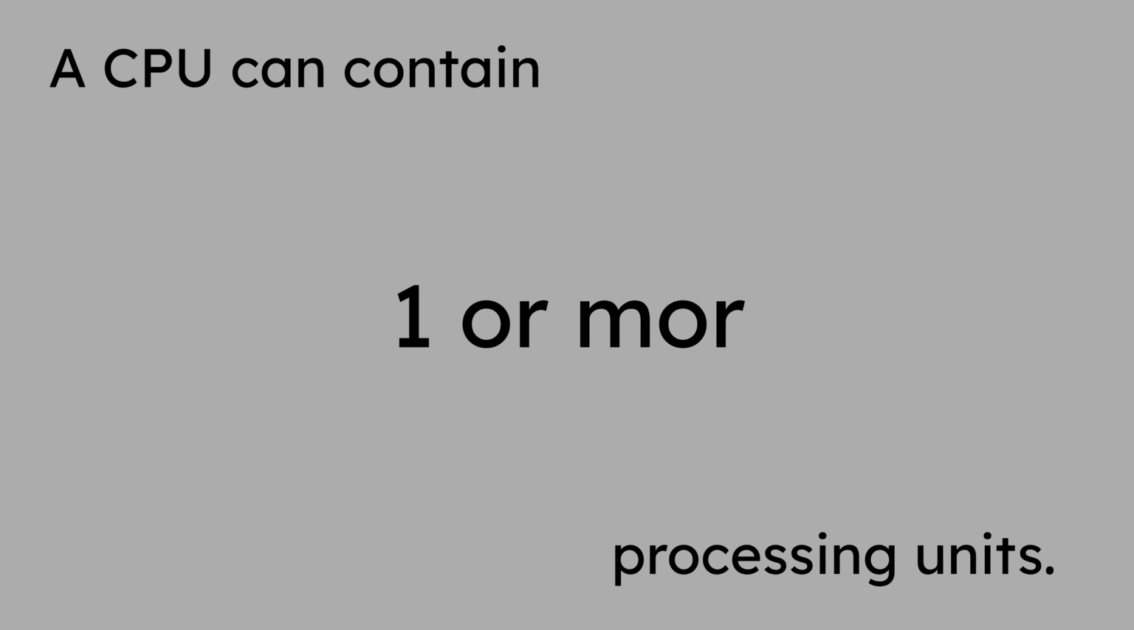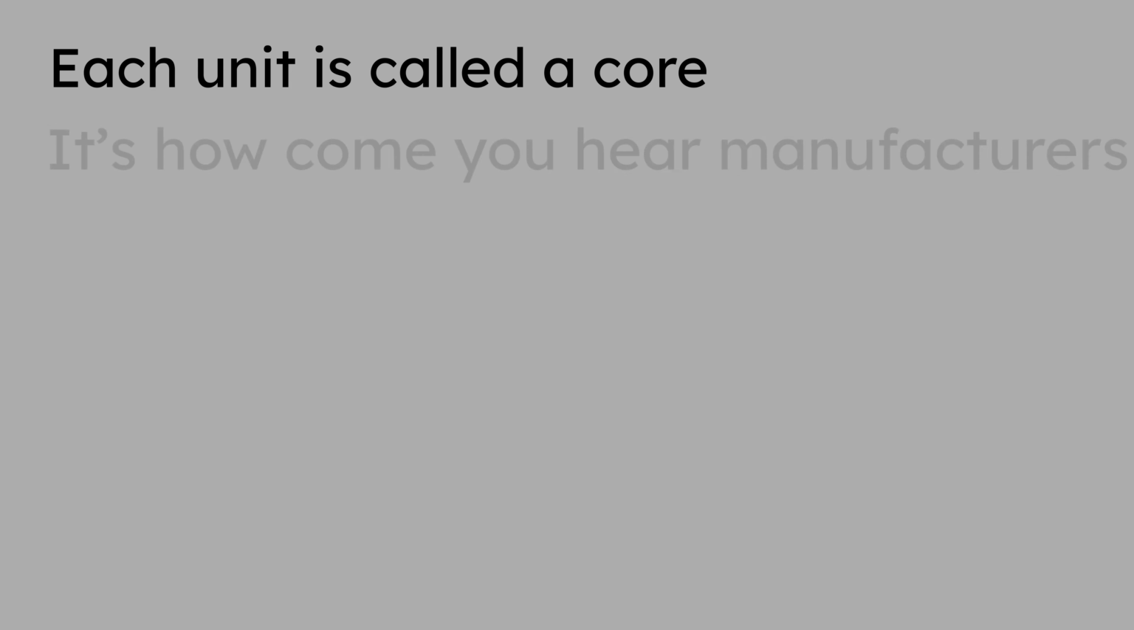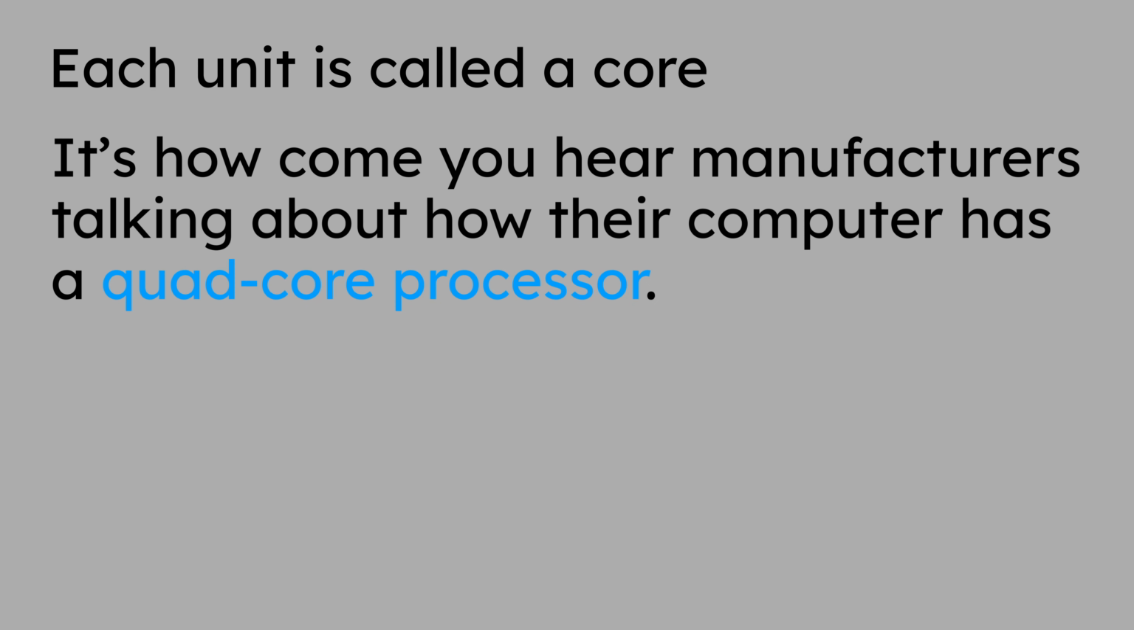A CPU can contain one or more processing units. Each unit is called a core. That's how come you hear manufacturers talking about a quad-core processor. That's a processor with 4 cores. It's common for computers to have 2 cores, but most high-power computers have 4, 6, 8, 16, or even more.